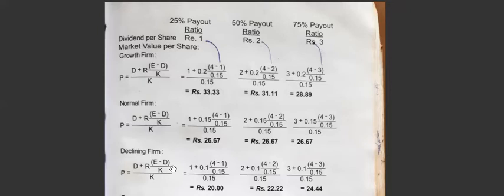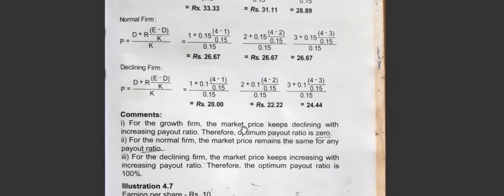Okay, declining firm. For a declining firm, he says that they should give 100% dividend. It means if they give more and more dividend, the market price will increase. So see, if the dividend increases, market price increases from 20 to 22, 22 to 24. So this is the comment you have to write. See here the comment given clearly.